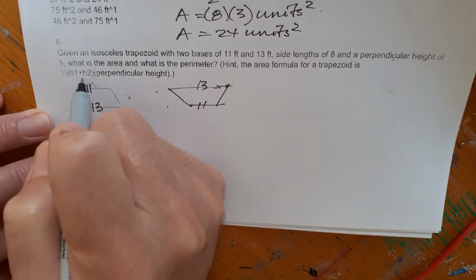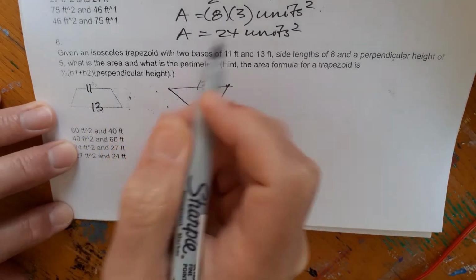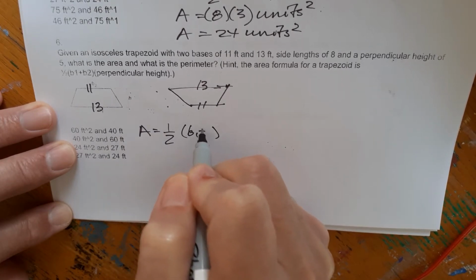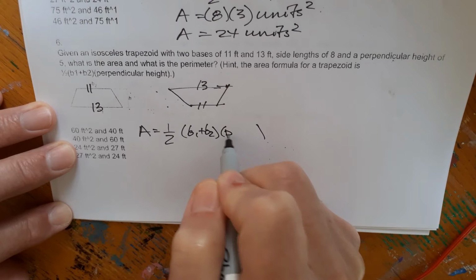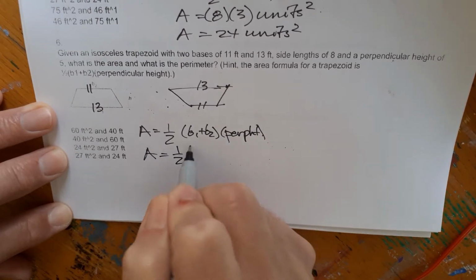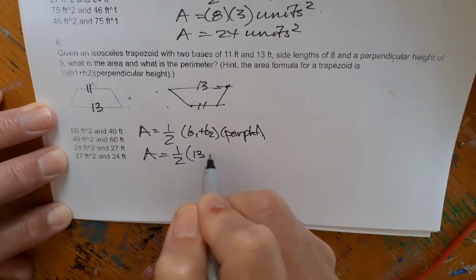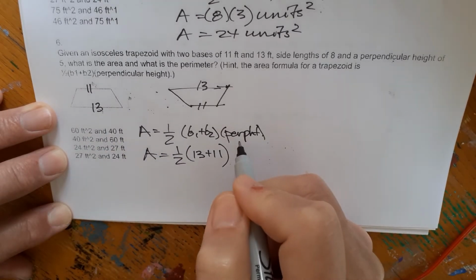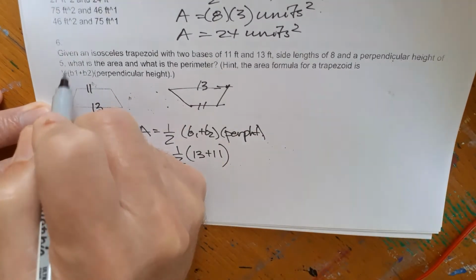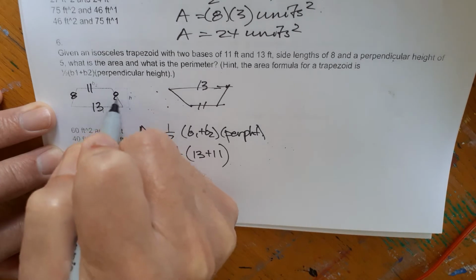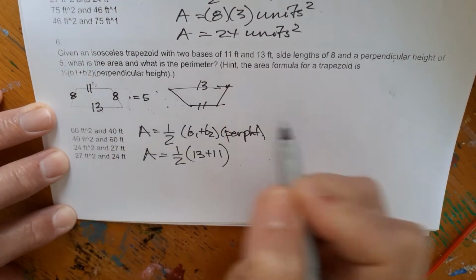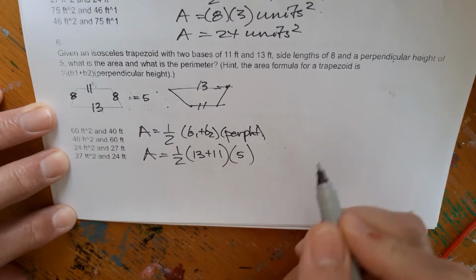Okay, so what's the area? Hint, the area for a trapezoid is 1/2 base 1 plus base 2 times perpendicular height. Area equals 1/2 the 2 bases, base 1 plus base 2 times perp height. Area equals 1/2 times the 2 bases are 13 plus 11. Let's see what else. I didn't put in the rest of the information. Side lengths are 8. It's isosceles, so this is 8 and 8. Isosceles means two sides equal length. Height, perpendicular height, is 5. So we're going to go times 5.